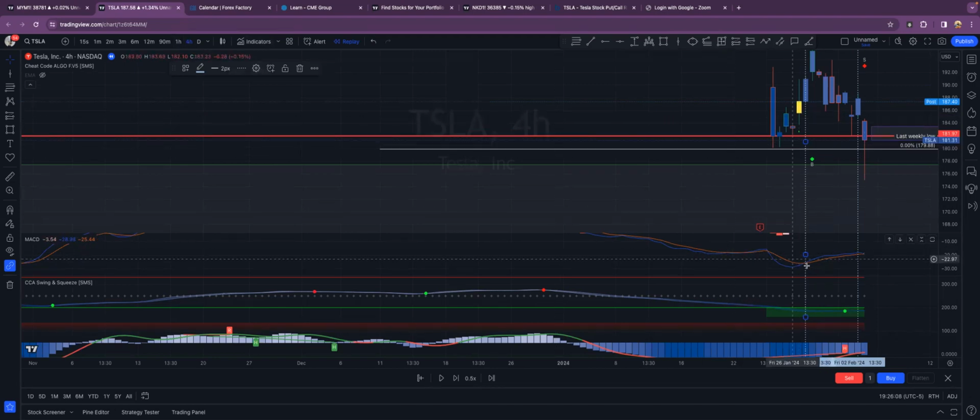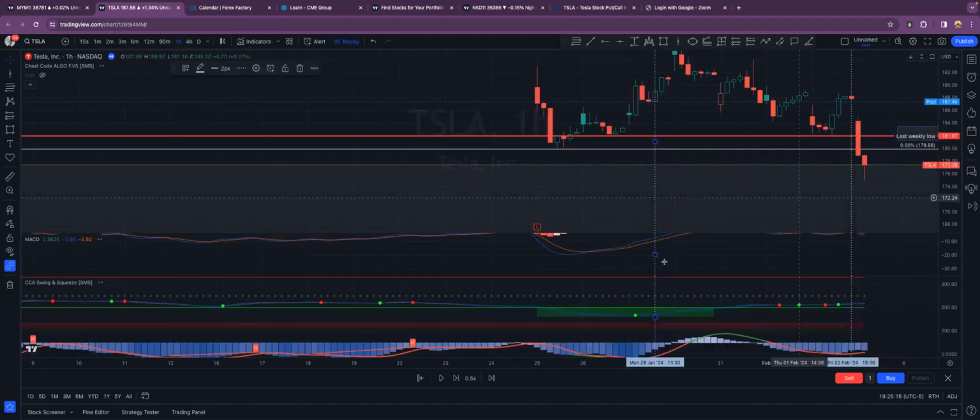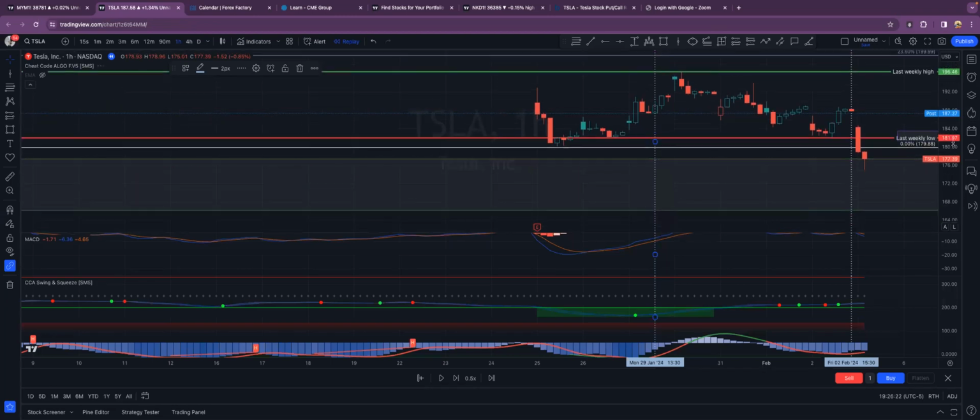So the 4-hour MACD crossed up. You got this, everything going there, right? Let's go down to the 1 hour. Boom. Your 1 hour crossed over back here, but you didn't get confluence over here.